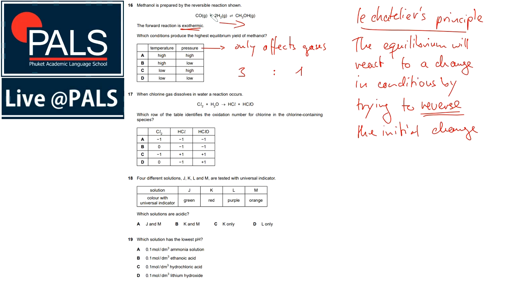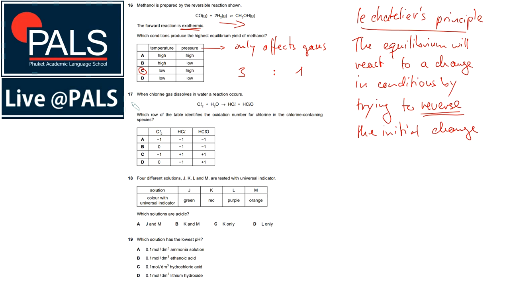It can do that by reacting more reactants, forming more products, and that will cause the total number of gas particles in our whole system to decrease. Therefore, when we increase the pressure, the equilibrium will shift to the right. So the correct answer here is C.